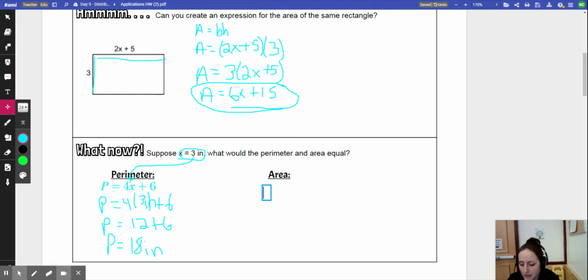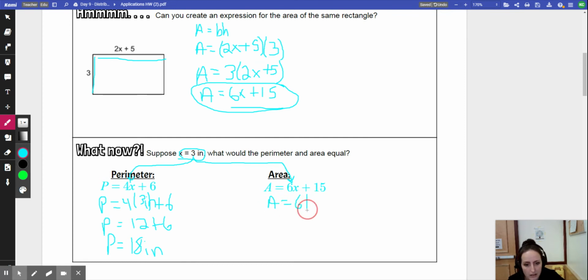The area expression that we got earlier in the part right above was A equals 6x plus 15. Now, if we're going to substitute in the 3, if you don't really know what substitute means, remember when I'm not here in school, who's in my place? A substitute. So the 3 is going to substitute for the x, which means completely replace it. So we get A, which is our area, equal to 6 times 3 plus 15.